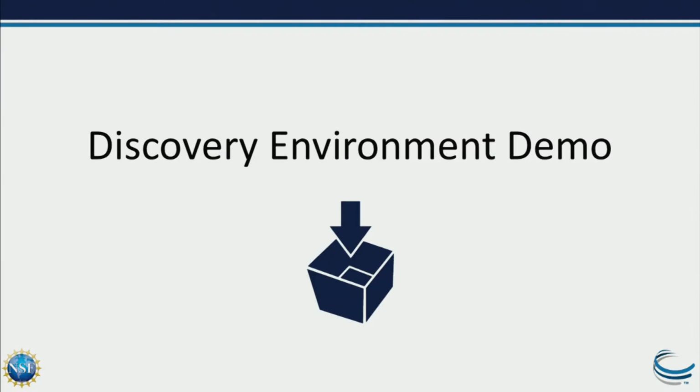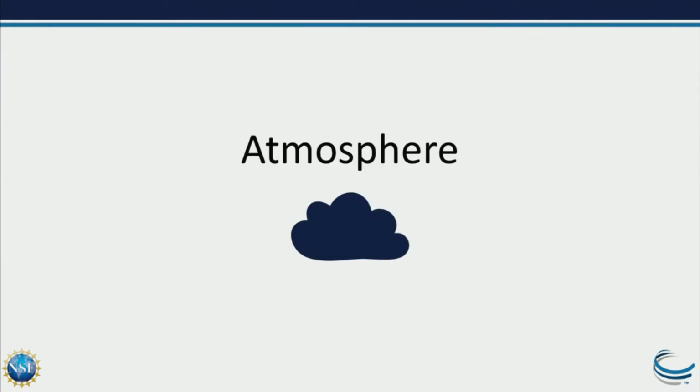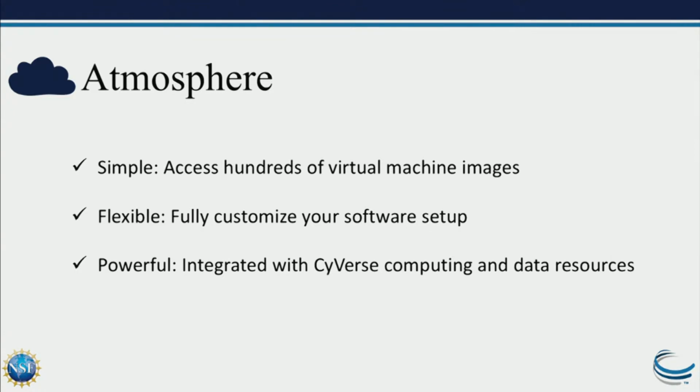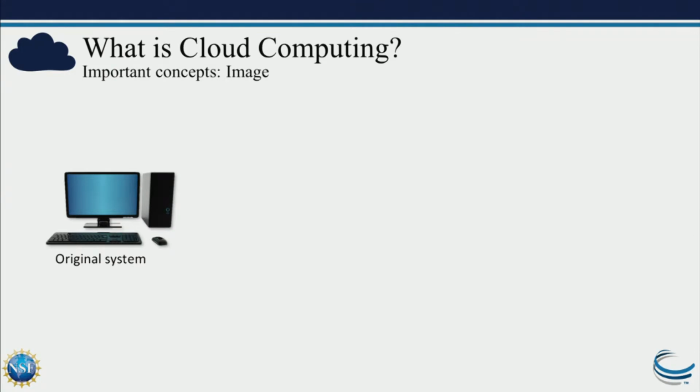Okay, so we did the Muscle demo, now Atmosphere. Cloud computing for biology is something that maybe not a lot of biologists at the bench have used yet in their research, but it's a fantastic tool. With Atmosphere, you have access to hundreds of virtual machine images, and I'll describe what that means in a moment. It allows you to fully customize your software setup, and again, it's integrated with our computing and data resources.